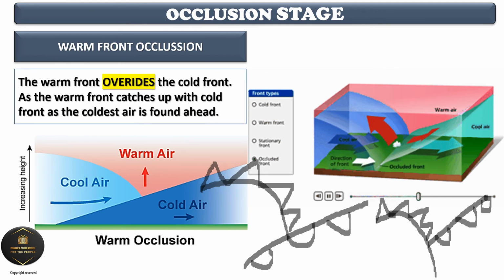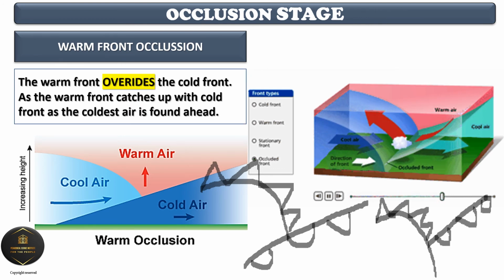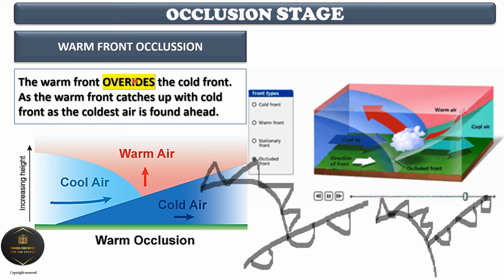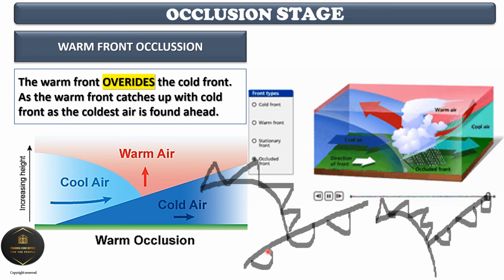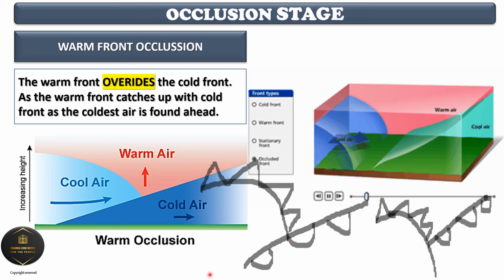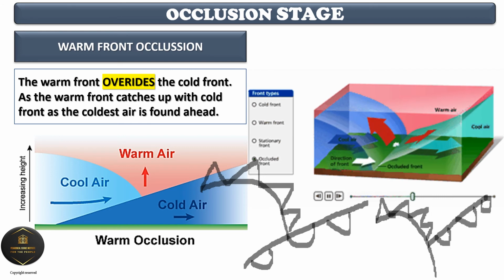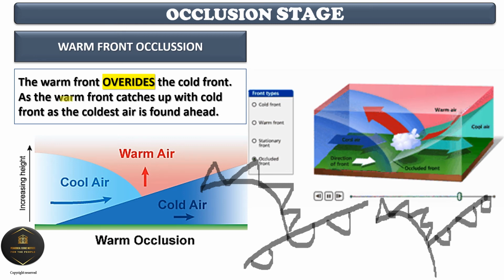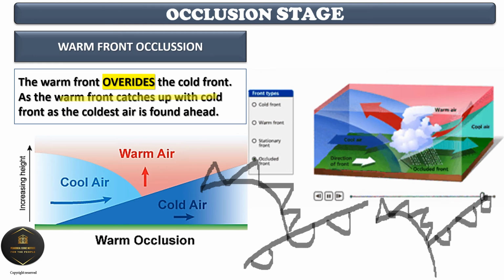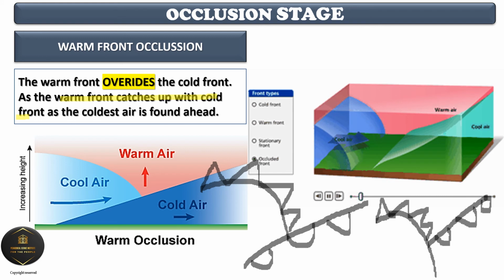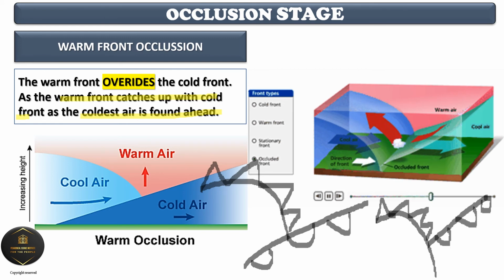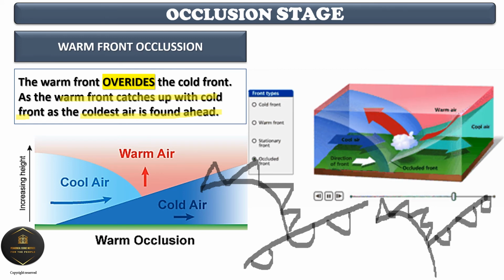So with warm front occlusion, what will happen is that the warm front overrides the cold front, so it will occupy the air. So in this case, why does that happen? It happens simply because the warm front will catch up with the cold front, and the coldest air is found ahead as a result. So you see that the coldest is found ahead as a result, and the system gets destroyed.